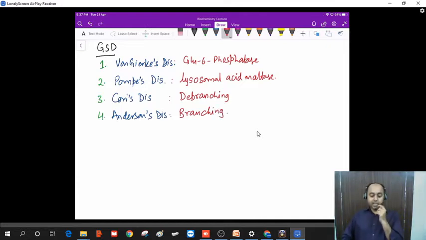C followed by D and A followed by B. The name of the fifth disorder is McArdle's disease.